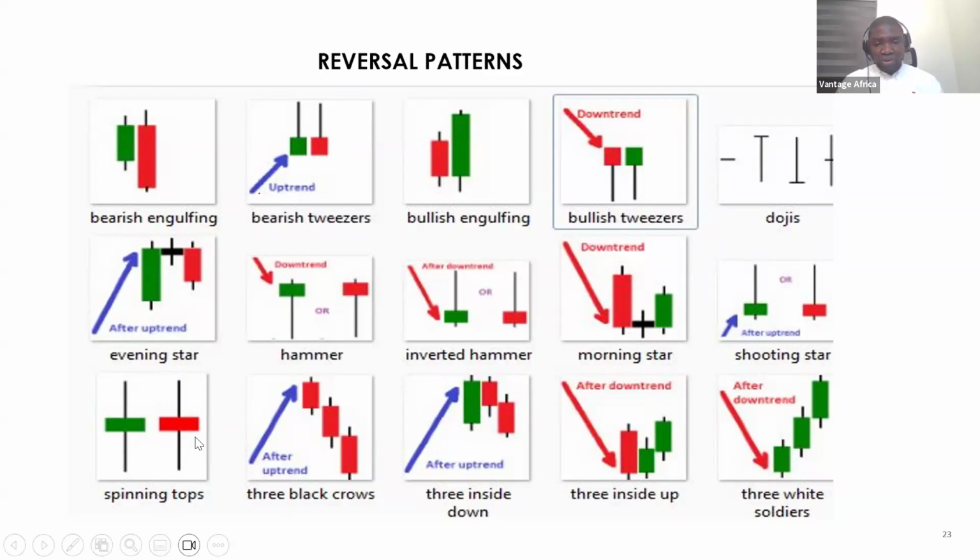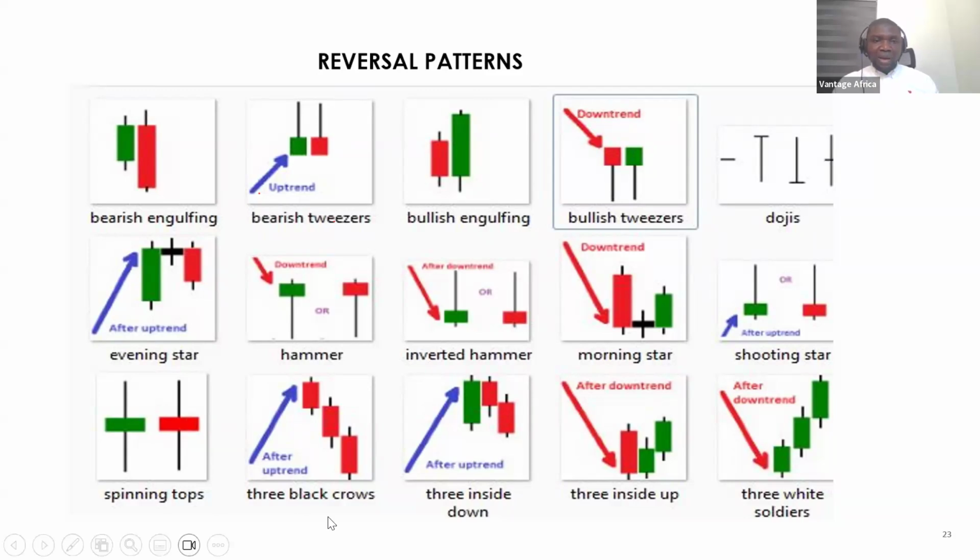Then you have spinning tops. Spinning tops, these are two different candlesticks as well. They look exactly like this. They are almost like indecision dojis, but they are not indecision dojis. They have a small middle body. One is green, one is red, small middle body. Okay? That's another pattern to watch.